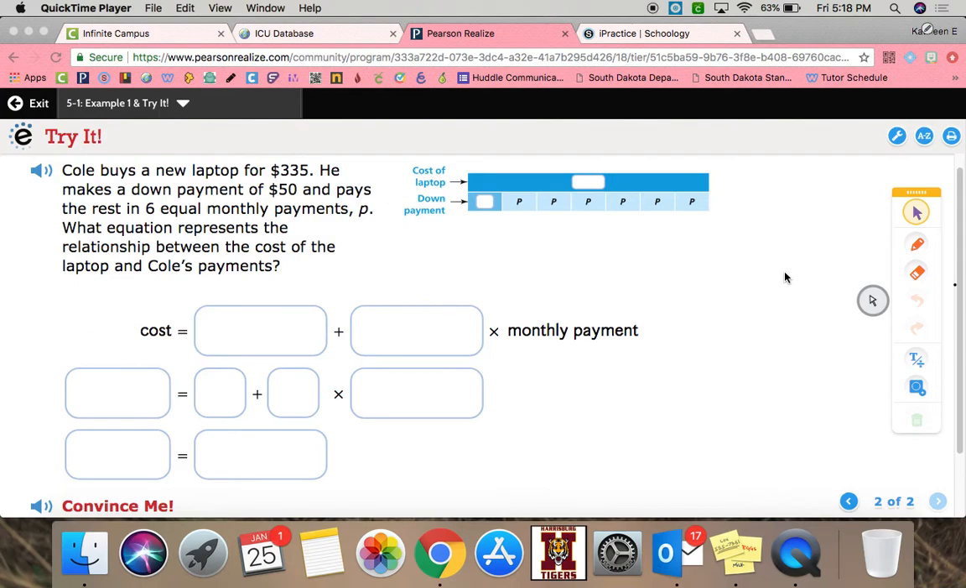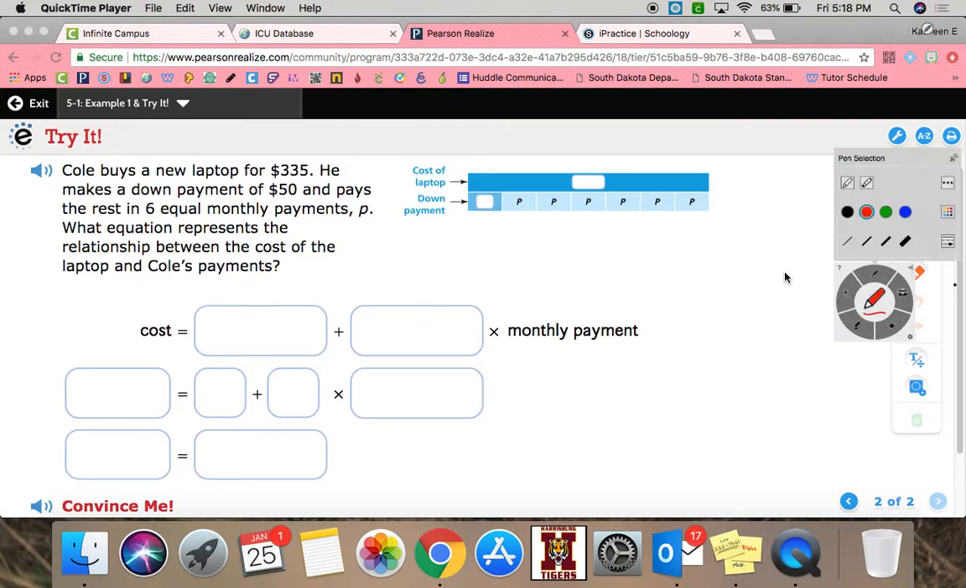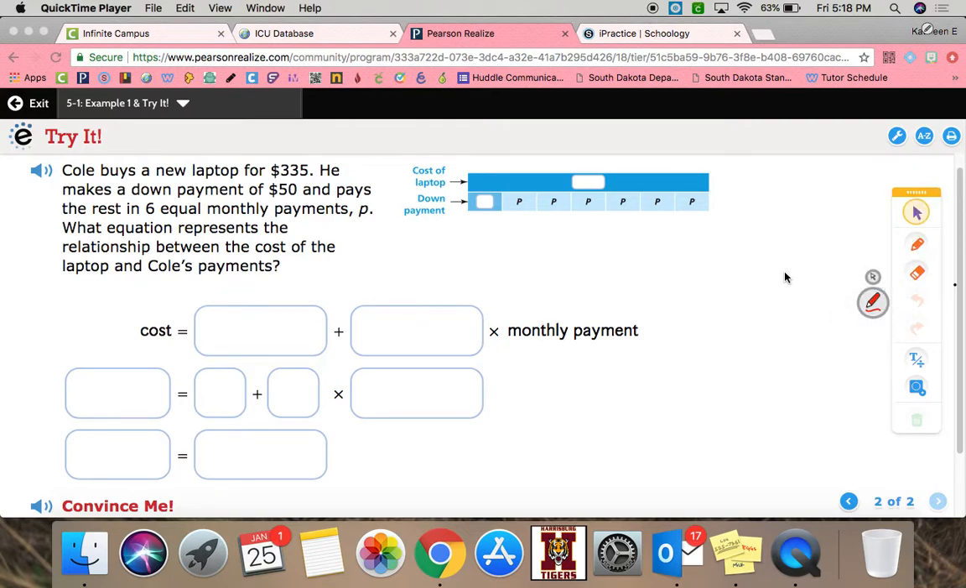5.1, we are moving into talking about equations. Okay, last topic we were talking about expressions, and now we're talking about equations.